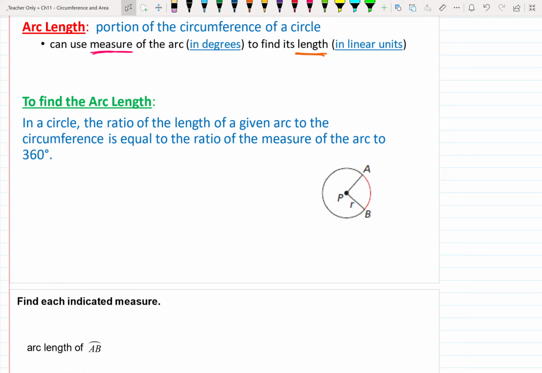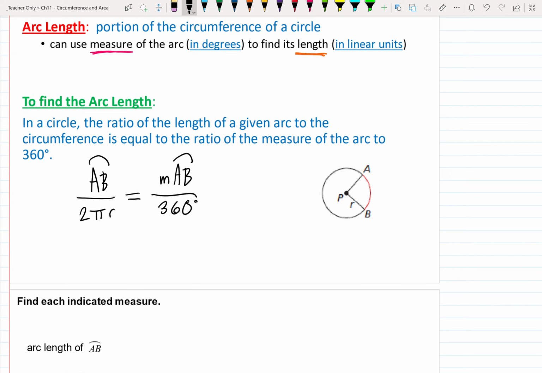So to find the arc length, we're going to be using proportions. It's been a couple chapters since we've used them, but what this is going to look like is we will compare the ratio of the length of the arc, so the length of AB, over their circumference, so 2 pi r. So the ratio from the arc length to the circumference is equal to the measure of the arc AB compared to the whole circle. The whole circle we know is 360 degrees.